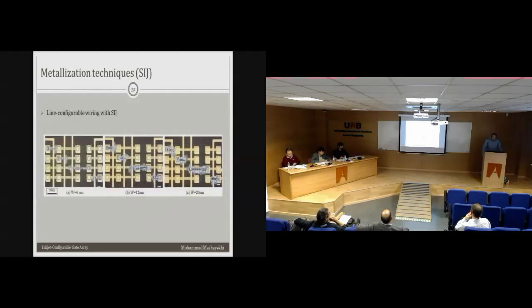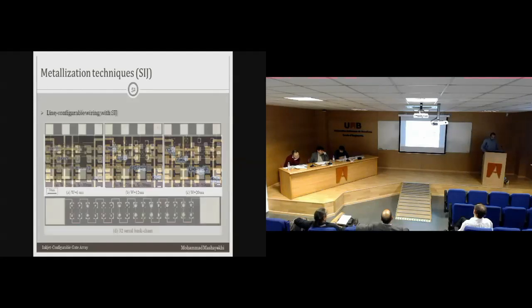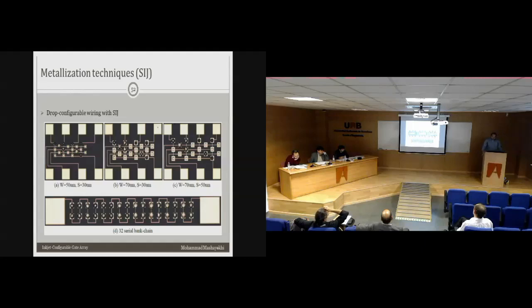So SIJ, superfine jet, the first one for the line configurable wiring methodology, we used widths of 6 micron, 12 micron, and 20 micron, and those are the results. We used SIJ also for drop configurable, and we see that for bank widths of 50 and 70, we have very nice results, and also for the spacing between banks of 30 or 50, we have nice results.